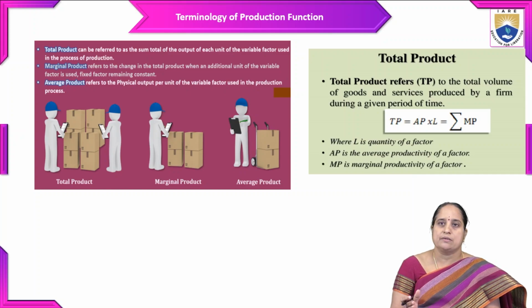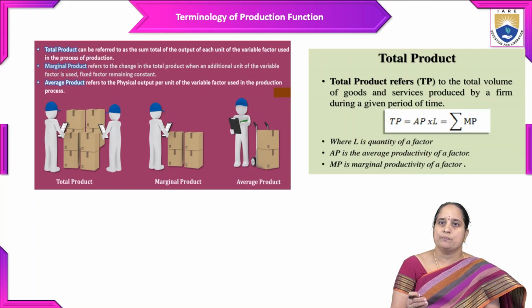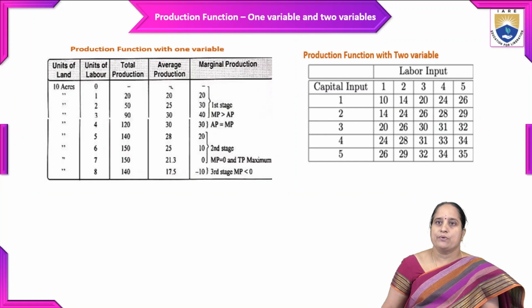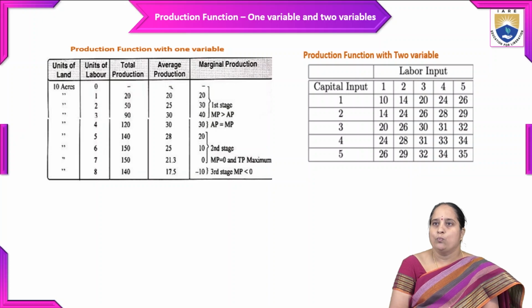It remains constant. The third one is average product. It refers to the physical output per unit of the variable factor used in the production process. Then it is said to be average product. Then production function with one variable and two variables.